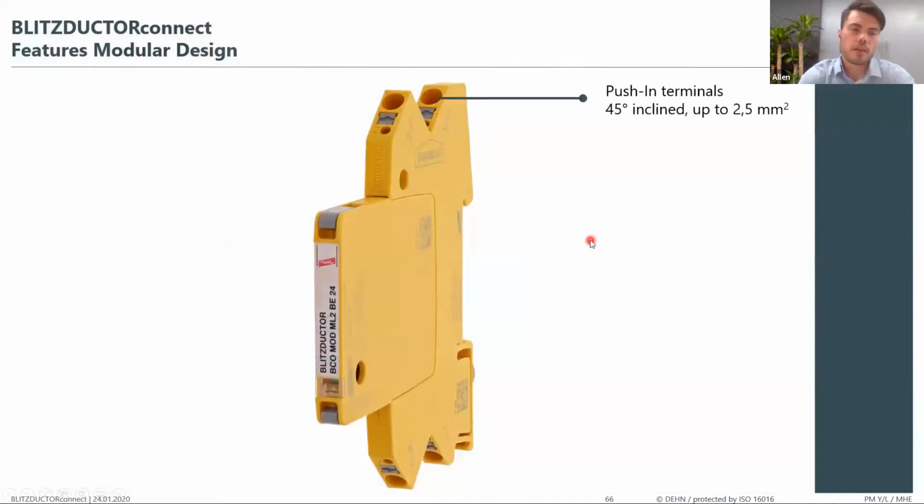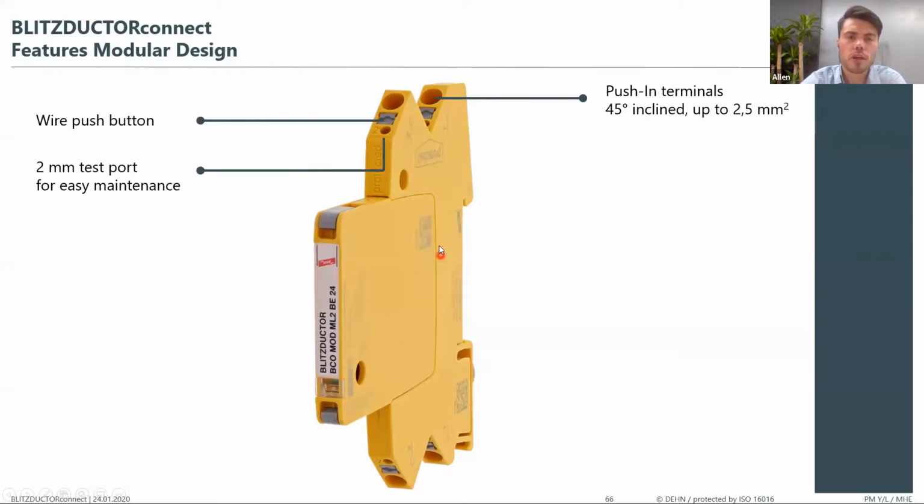Okay, so first of all, from the image, you can see that the Blitzductor Connect is much smaller. It's about half the size of the normal Blitzductor, which increases the space in your distribution board or your cabinet. They also changed the design a bit, now with 45-degree push-in terminals. A nice function is a wire push button which opens the contacts, so you don't need any installation tools to install this SPD. It has a test port where, with certain measurements, you can test the base and the module to see if it's still functional.